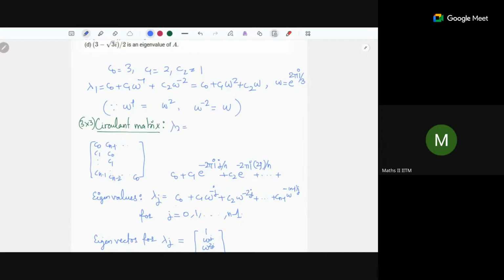So lambda 2 would be C naught plus C1 omega to the power -2 plus C2 omega to the power -4. Again, what is omega -2? It is omega only. What is omega -4? It is omega, but multiplied with omega to the power 3, you will get -1. Omega -1 is omega square, so it will be omega square. So this will be the omega 2.